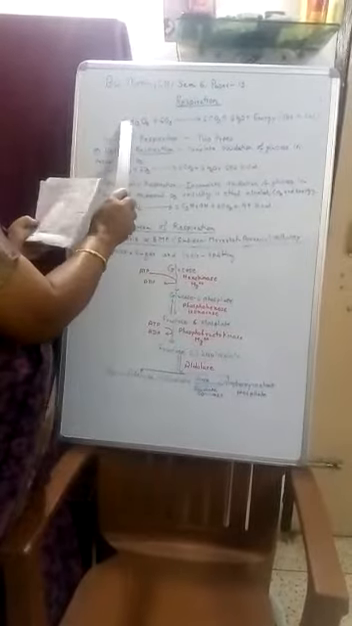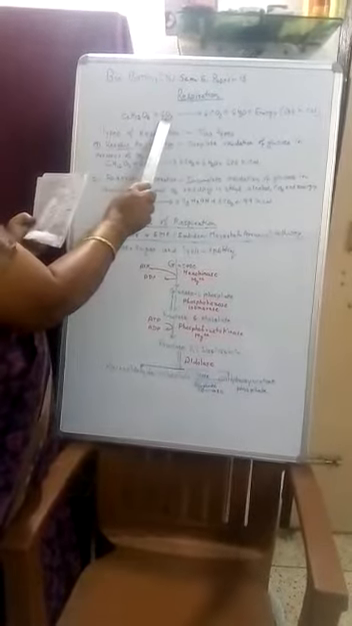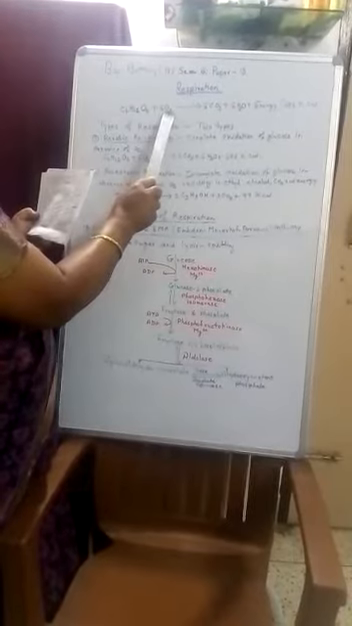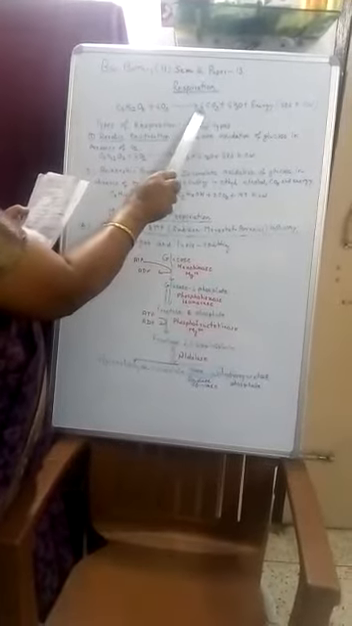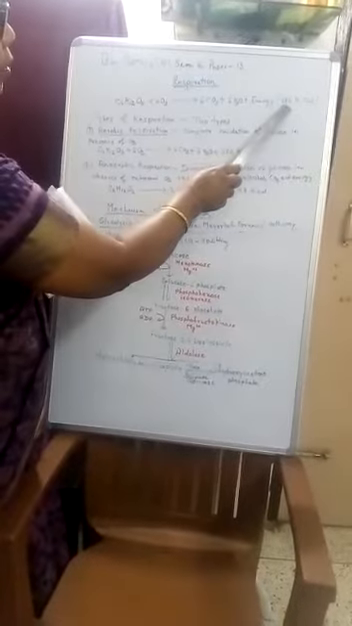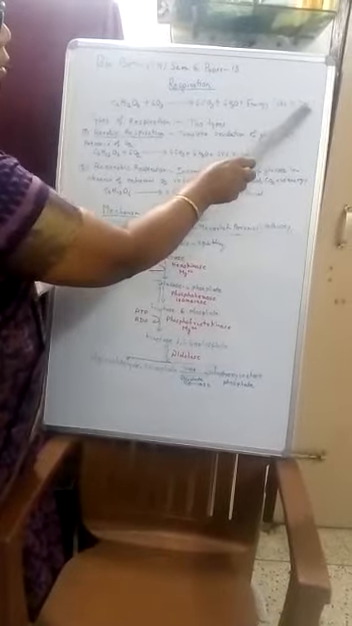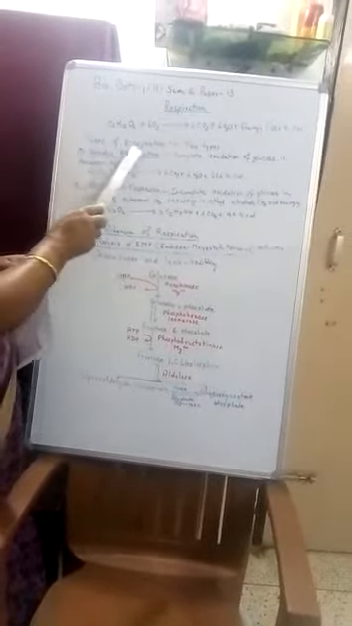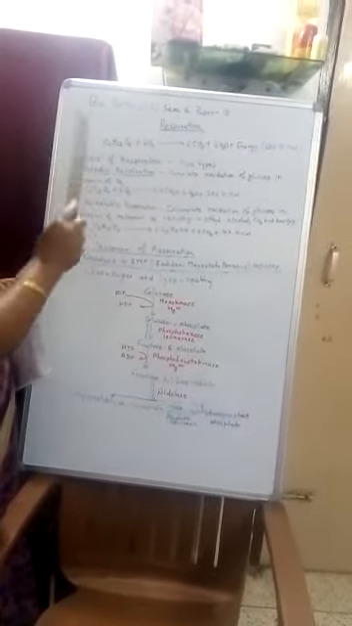This is the carbohydrate, glucose, and 6 molecules of oxygen. It is converted into carbon dioxide, water, and energy. The amount is 686 kilocalories of energy. There are mainly two types of respiration.